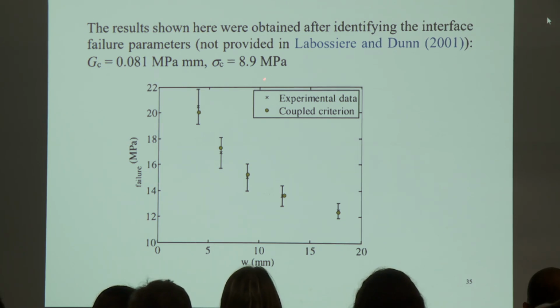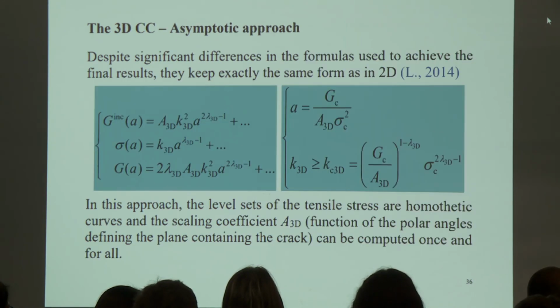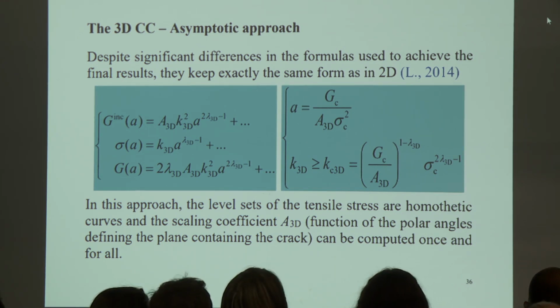Okay, we have to identify these two parameters because they were not given in the work by Labossière and Dunn. But, okay, with two parameters we can match any curve, but you need anyhow the trend. The trend is fulfilled. Okay, about the asymptotic approach, I will say very few words because even if the way to obtain this expansion is slightly different from the 2D case, the result at the end is exactly the same.